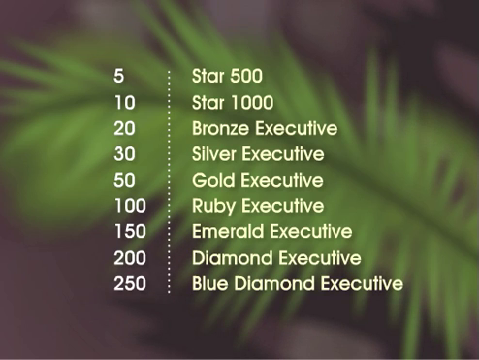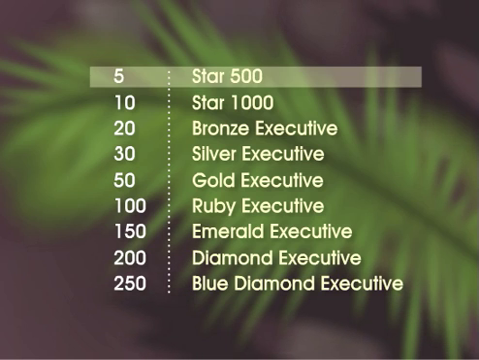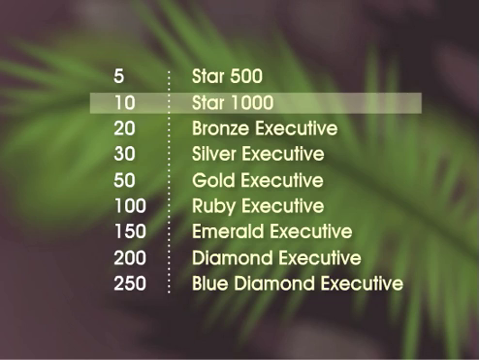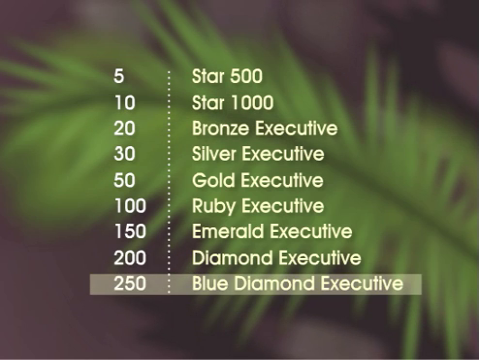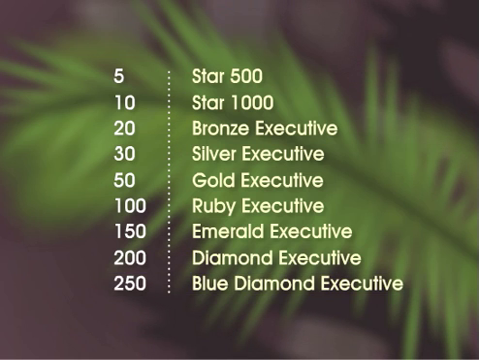Now let's take a look at this. The left column represents the number of cases in your lesser leg required for the levels of Montevi. And the column on the right represents the rank's title. So you can see that a star 500 requires at least 5 cases in your lesser leg. A star 1000 is 10 cases. A bronze executive, 20 cases, all the way down to blue diamond, which is 250 cases in your lesser leg.